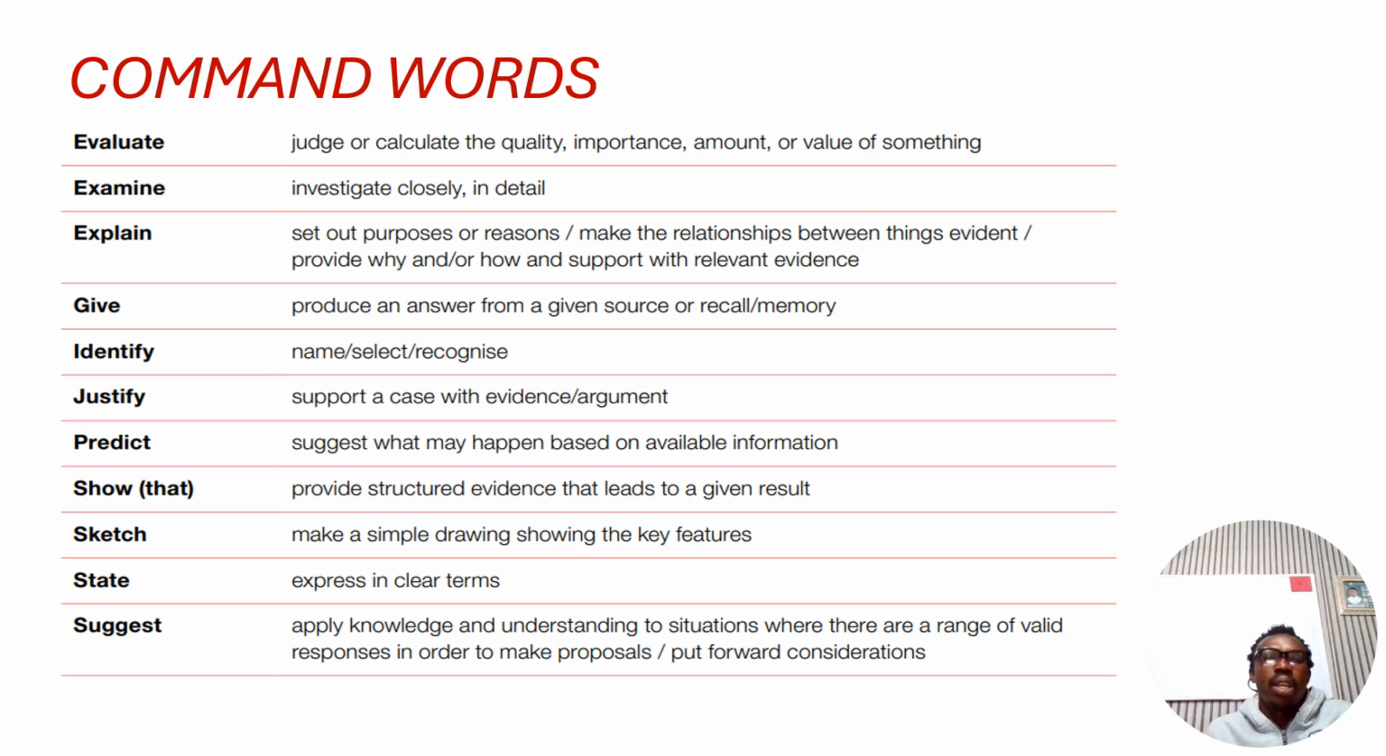Justify, support a case with evidence, argument. If you're asked to predict, suggest what may happen based on available information. Show that, provide structured evidence that leads to a given result. Sketch, make a simple drawing showing the key features. State, express in clear terms. Suggest, apply knowledge and understanding to situations where there are a range of valid responses in order to make proposals, put forward considerations. So these are the command words when it comes to chemistry. We should know how to use them very, very well because it's very, very important. It will go a long way to determine how you answer questions correctly.